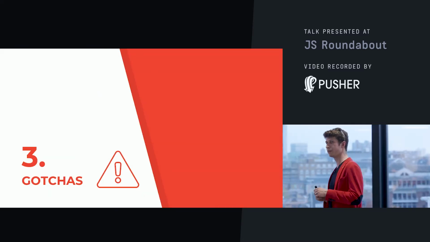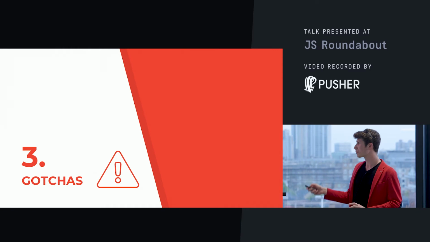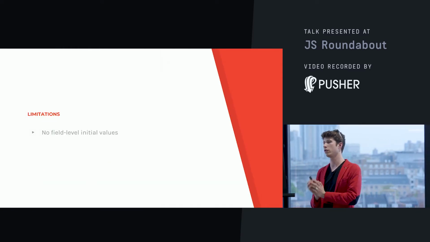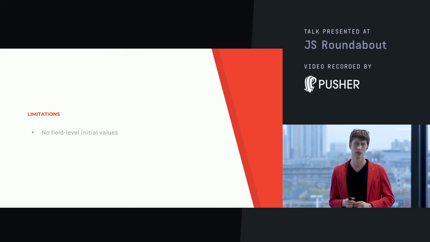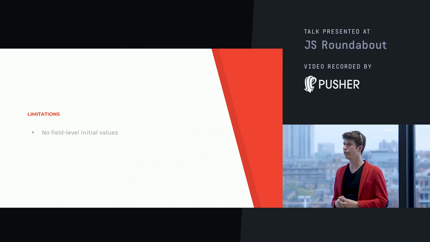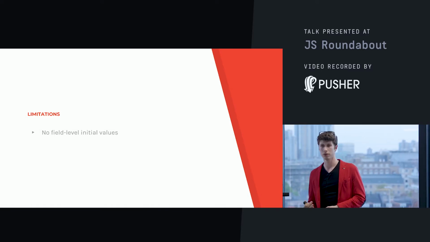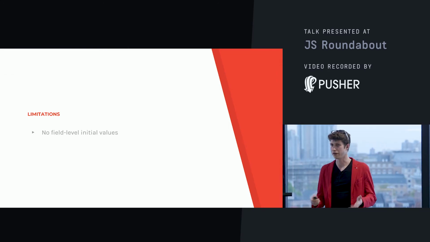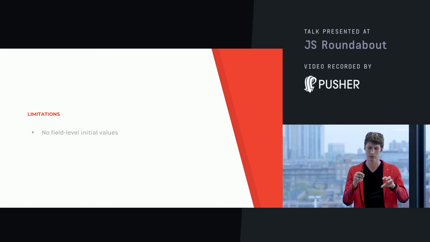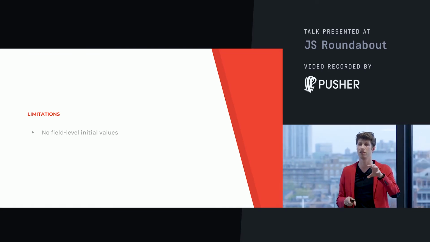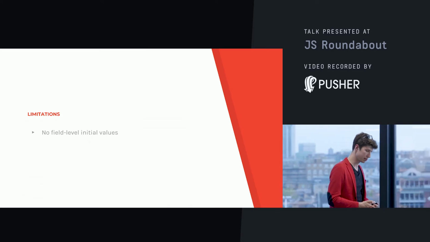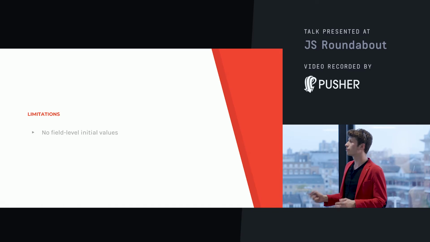OK, so there's a few limitations and gotchas. Let's start with the limitations. The first one is that there's no field level initial value. There's no way in Redux form that I am aware of to say, for example, all number fields have an initial value of 0, or all date fields have an initial value of today. There's just no way of saying that. You have to specify in this form, this field has this initial value. It's a bit of a pain, but you can work around that. It's still worth it. And to be honest, that's pretty much it.